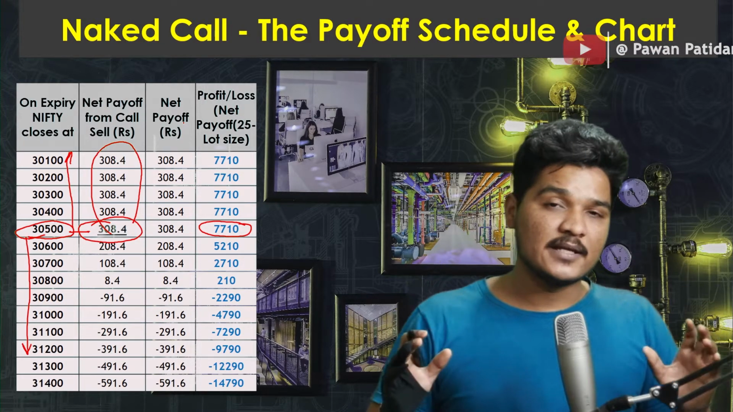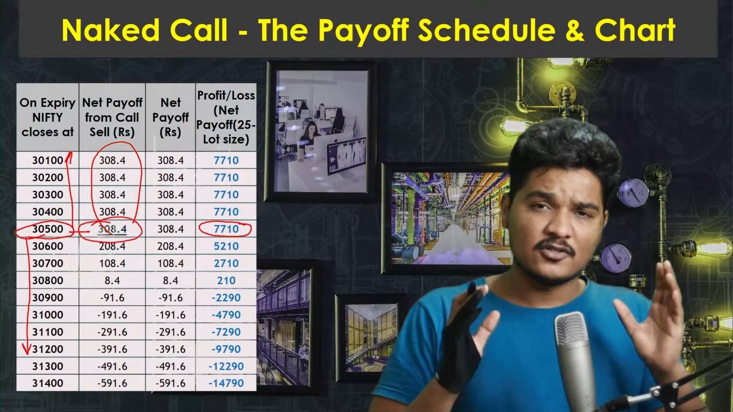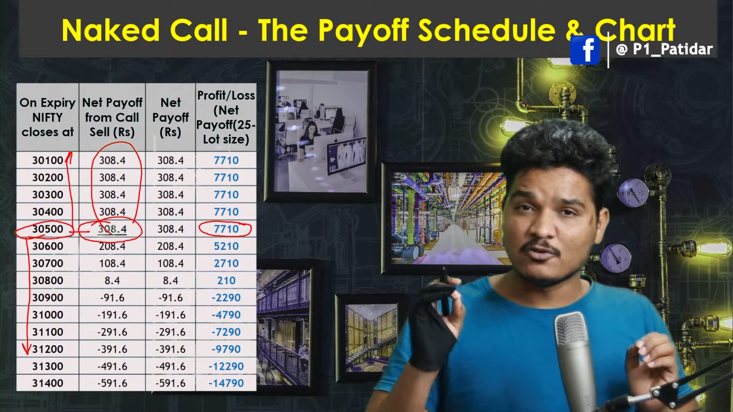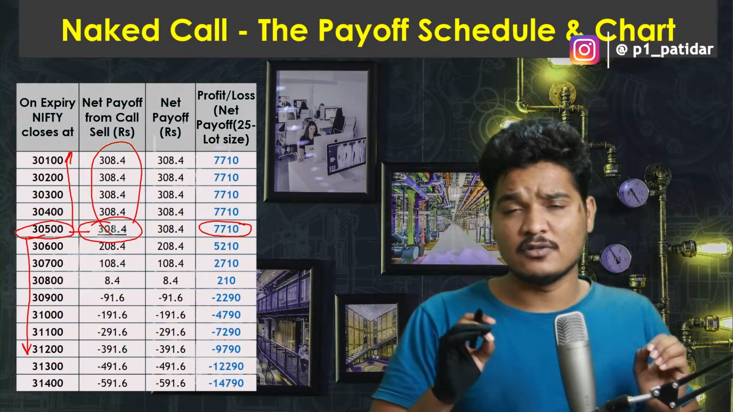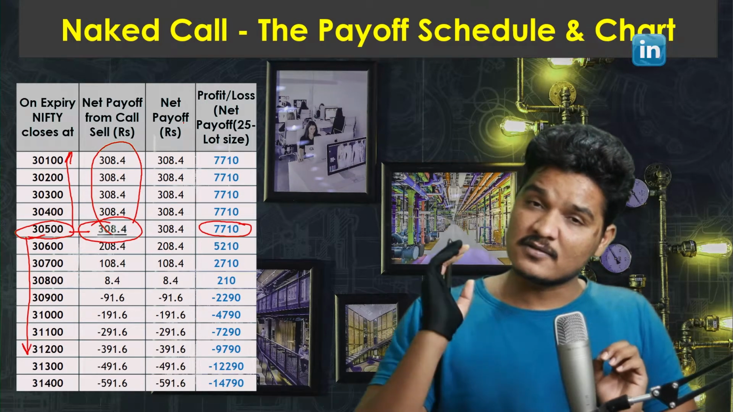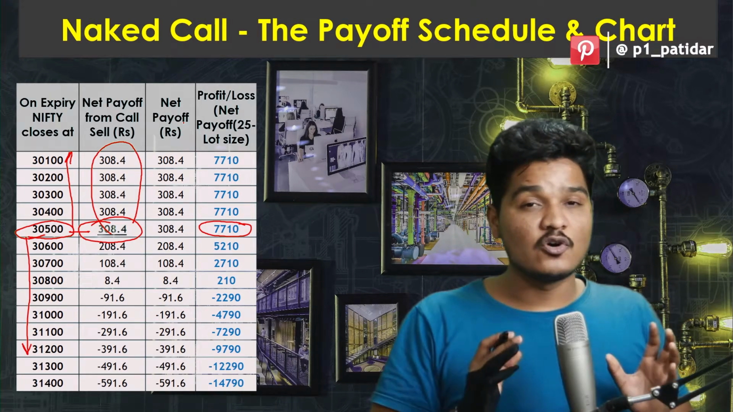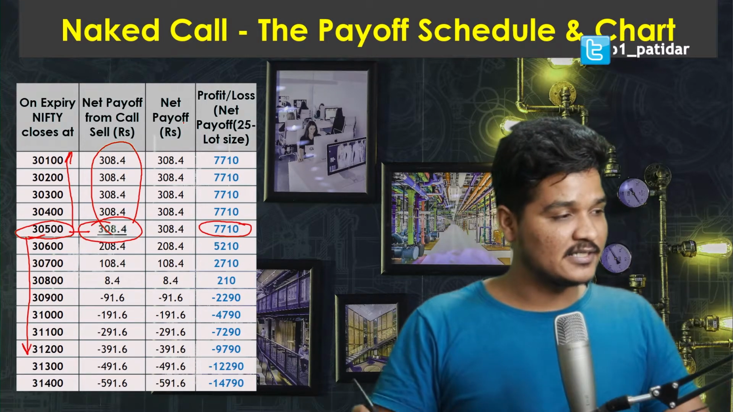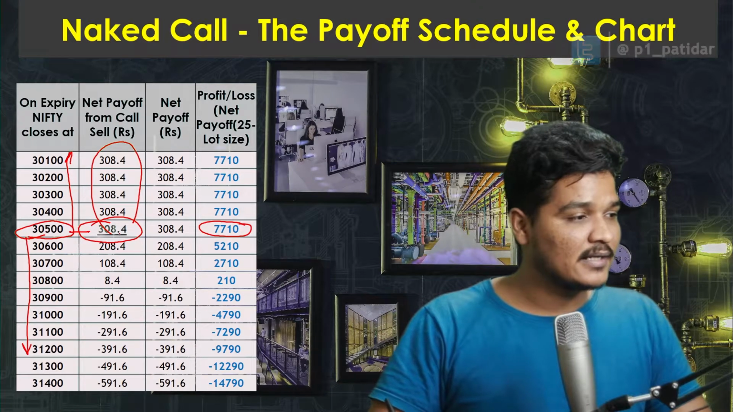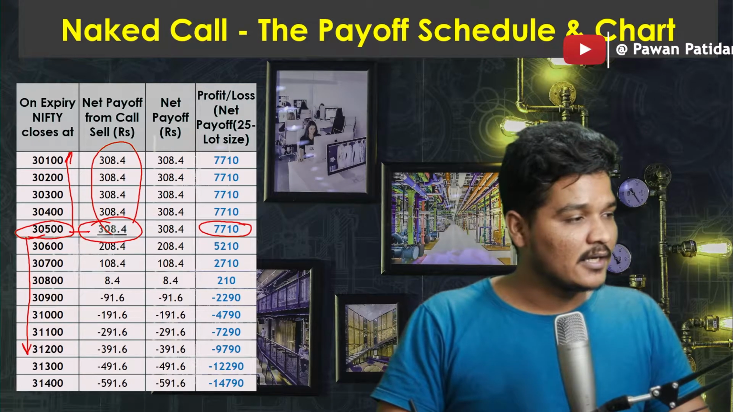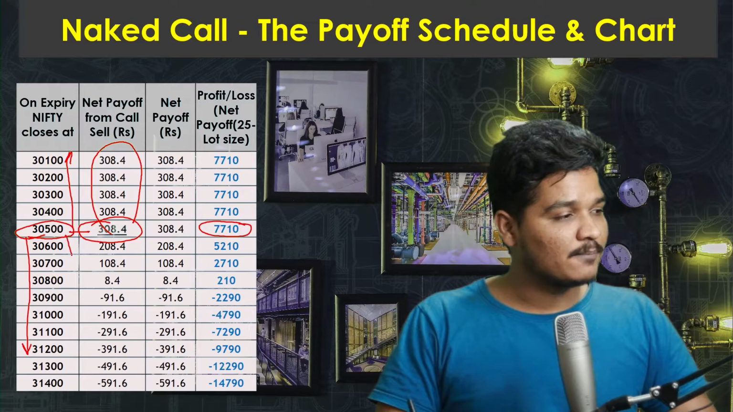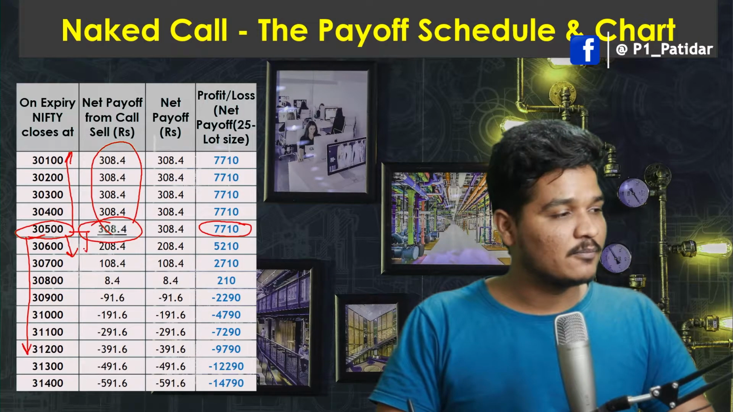On any day, your premium will be intrinsic value plus time value. But on expiry, time value will become zero for in the money as well as out of the money. So then your intrinsic value will be your premium. So here we are writing intrinsic value only. If it goes 100 points up, then you're going to have 100 point losses.